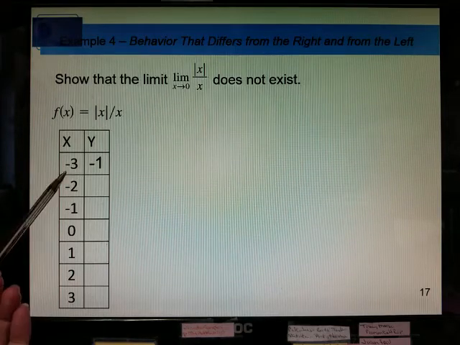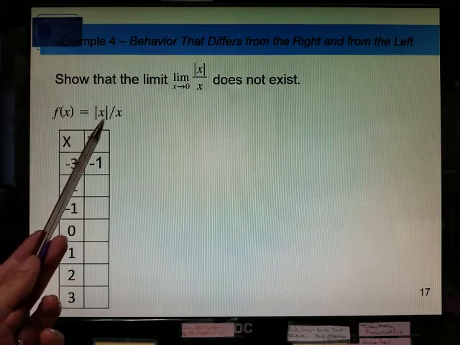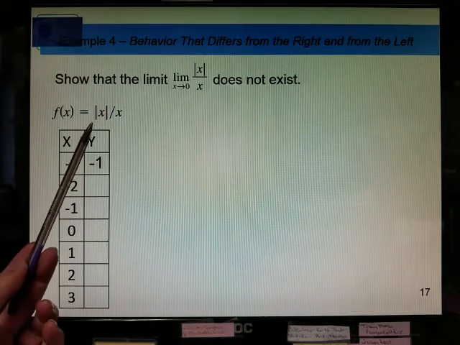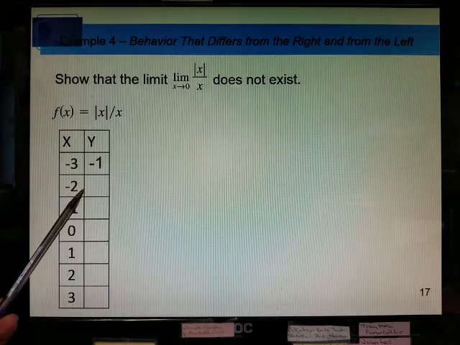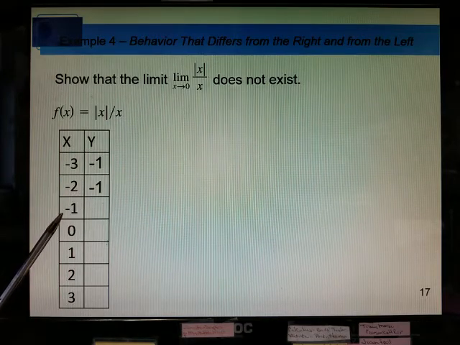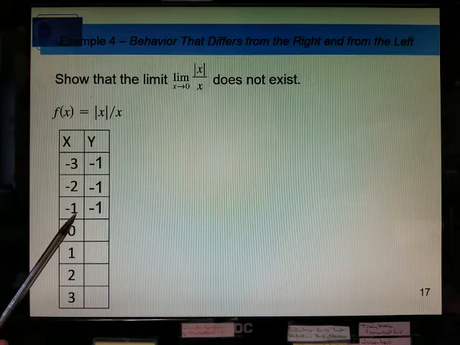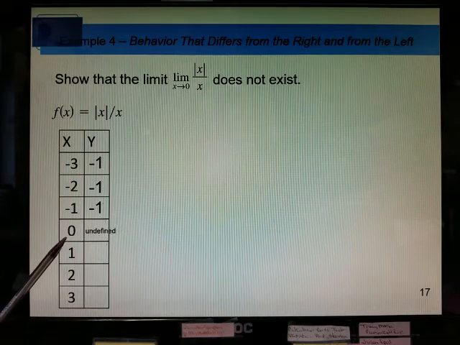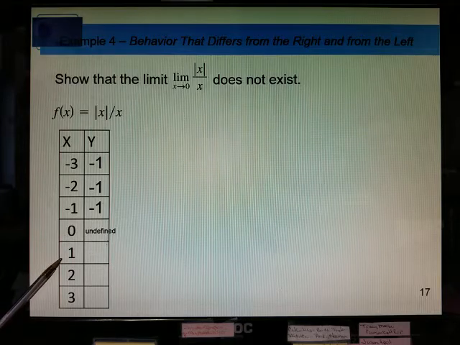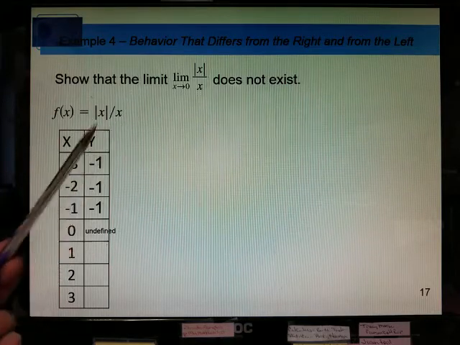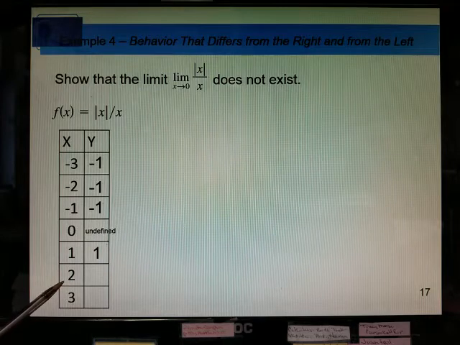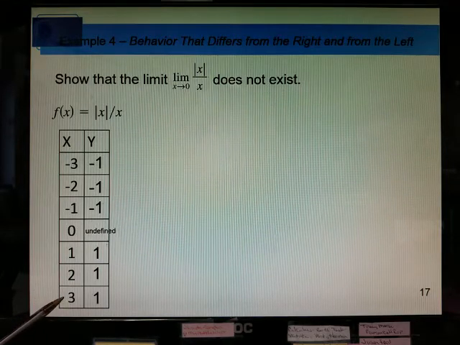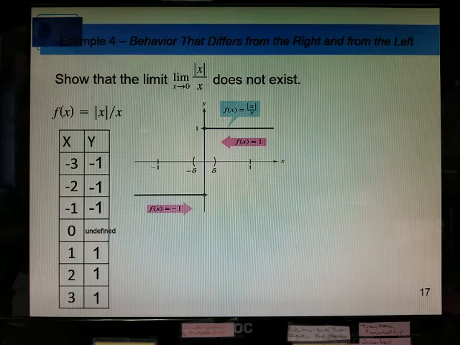So if I was to plug in, say, negative 3, the absolute value of that would be 3 divided by negative 3. That'd be negative 1. The absolute value of negative 2 is 2 divided by negative 2, which would be negative 1. Absolute value of negative 1 is 1, but divided by negative 1 is negative 1. Notice these will all be negative 1. Now the 0 didn't exist. That was undefined. Plugging in 1, the absolute value of 1 is 1 divided by 1. Absolute value of 2 is 2 divided by 2. Absolute value of 3 is 3 divided by 3. And this is what your graph looks like.